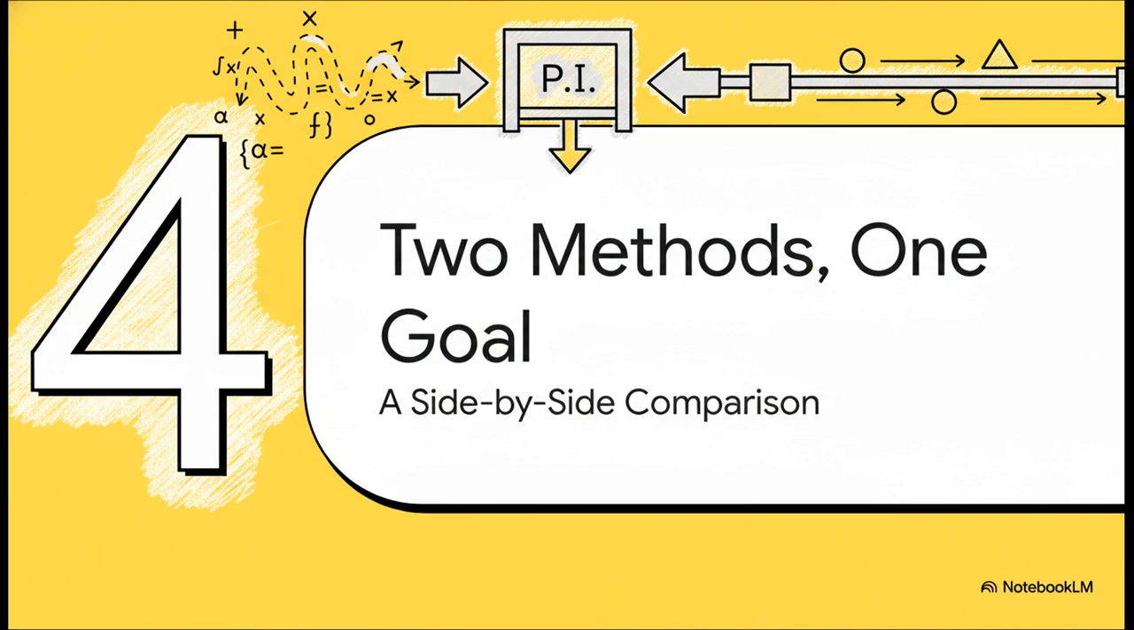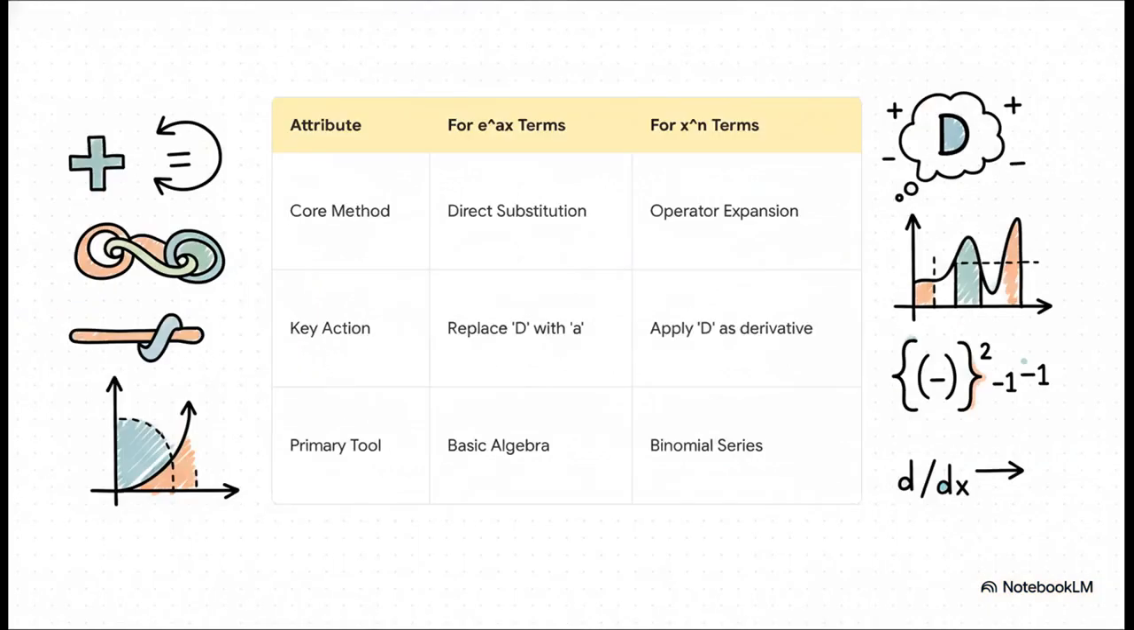Whew! Okay, so we've driven down the direct highway and we've navigated the winding road. Now let's park them side by side and really nail down what makes these two methods so different. I mean, this slide just lays it all out, doesn't it? For exponentials, the method is substitution. It's an algebraic trick. For polynomials, the method is operator expansion. It's a procedural application of calculus.